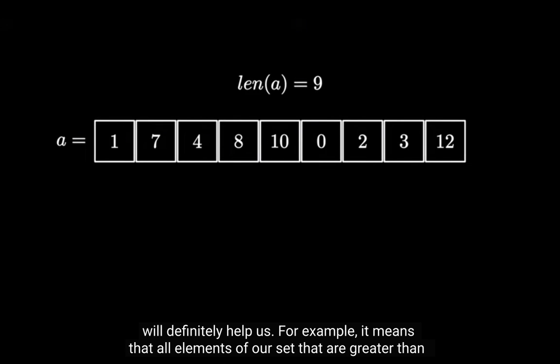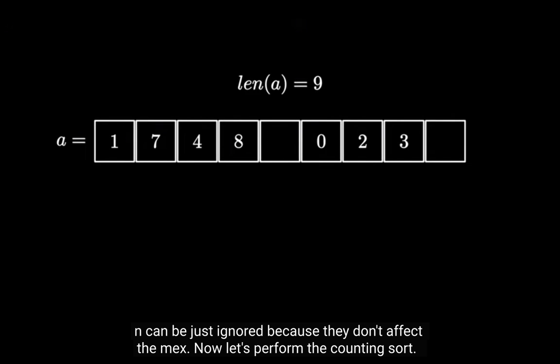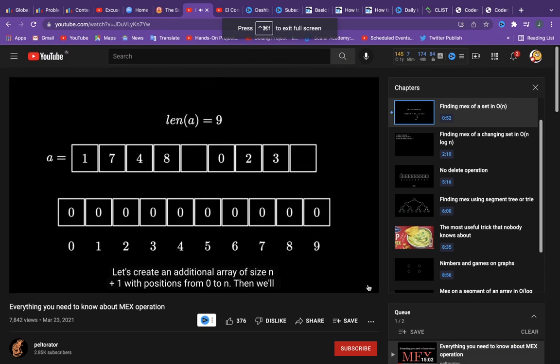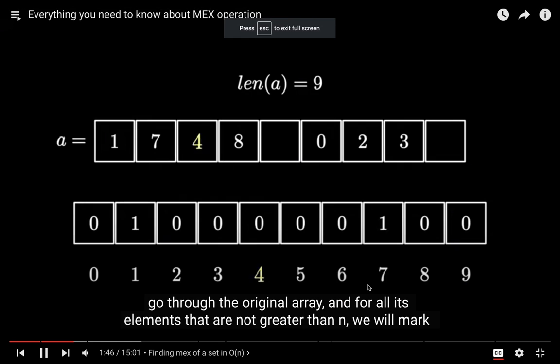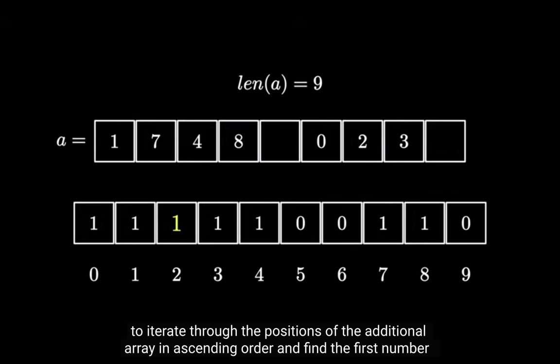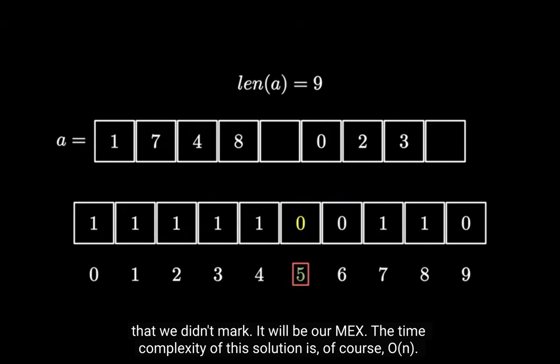For example, it means that all elements of our set that are greater than n can be just ignored because they don't affect the mex. Now let's perform the counting sort. Let's create an additional array of size n plus 1 with positions from 0 to n. Then we'll go through the original array, and for all its elements that are not greater than n, we will mark in the additional array that the corresponding number is in the set. After that, we just need to iterate through the positions of the additional array in ascending order and find the first number that we didn't mark. It will be our mex. The time complexity of the solution is, of course, O of n.